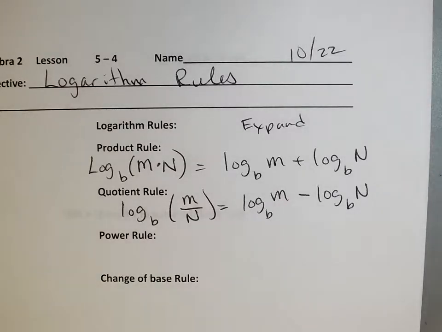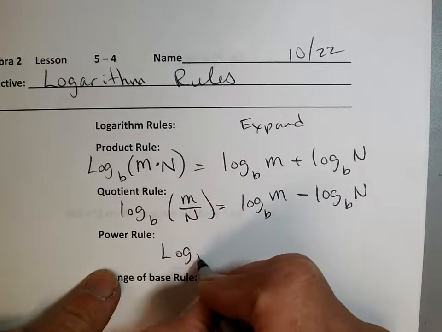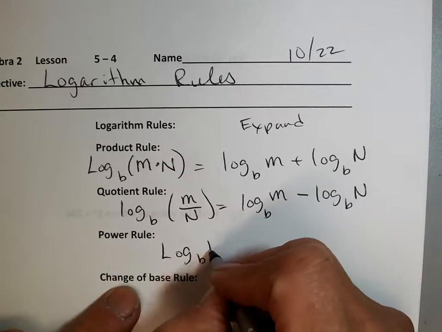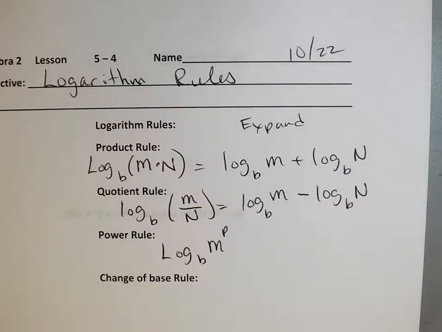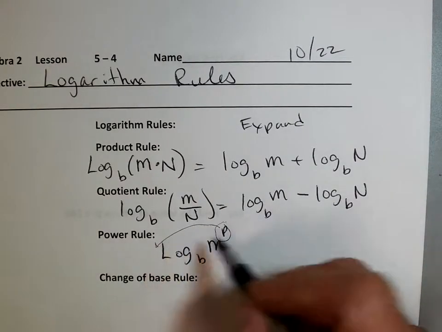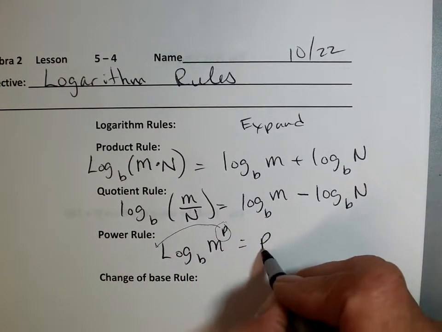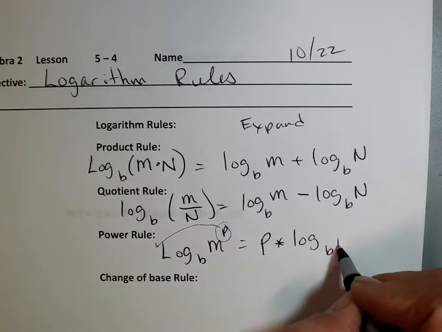Now the power rule means something to a power, right? I'll show you the power rule. So if we have log base b of m to some power, call it p, like maybe it's an exponent, maybe it's cubed, maybe it's the fourth power, whatever it is, you can float the exponent down and rewrite as p times log base b of m, okay?